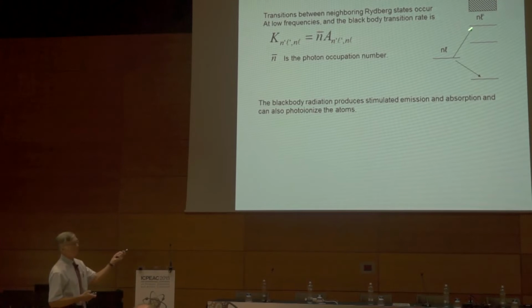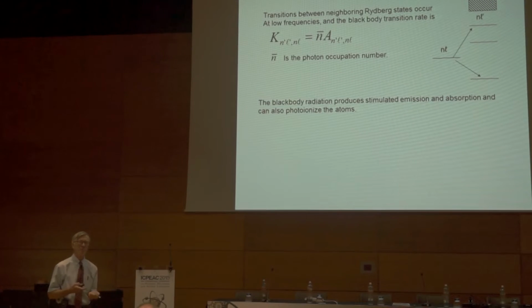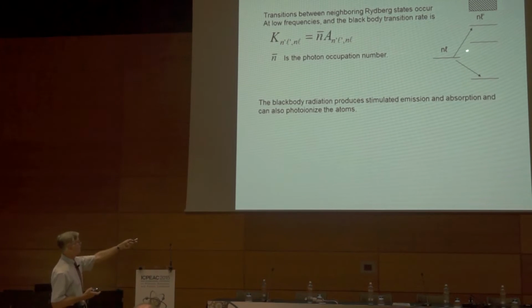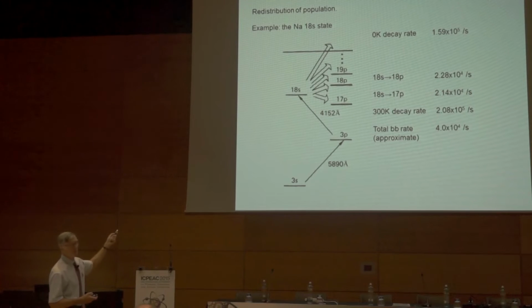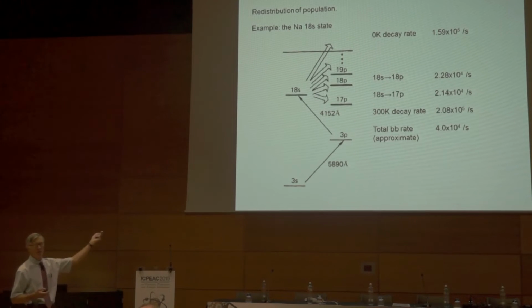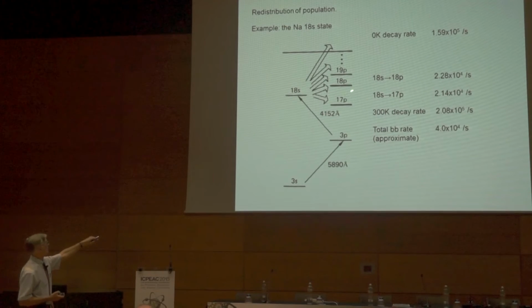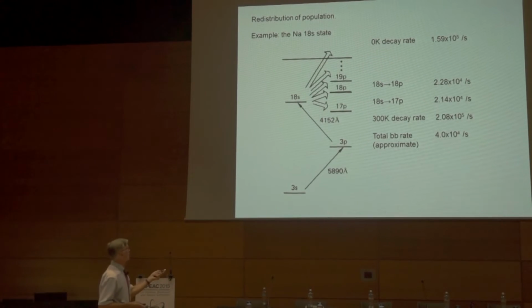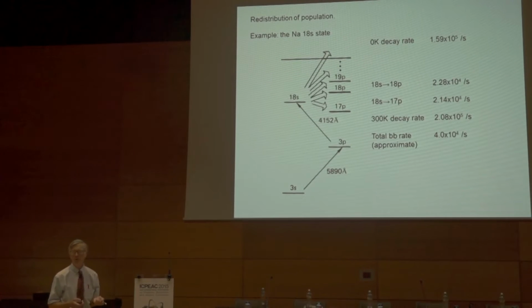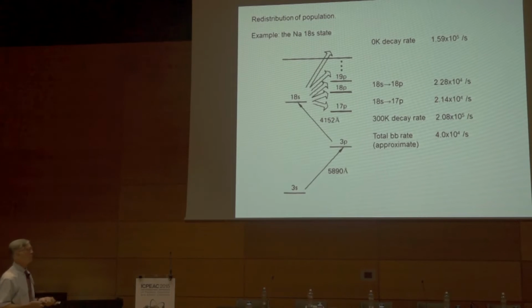the frequencies between the Rydberg states are so low that the photon occupation numbers at those frequencies are not insignificant. And in fact, they're easily somewhere above 10. So you have not just spontaneous emission, but you have stimulated emission going down, and you have absorption to higher lying states. So the net result is that the population becomes redistributed. If you put the population in the 18s state of sodium, and you look 5 microseconds later, it's all over the place. But it's not quite all over the place. It's mostly in these p states, right? It's a dipole transition. And in fact, at 300 Kelvin, the radiative decay rate is about 20% faster than it's supposed to be, if you were to compute the 0 Kelvin rate.